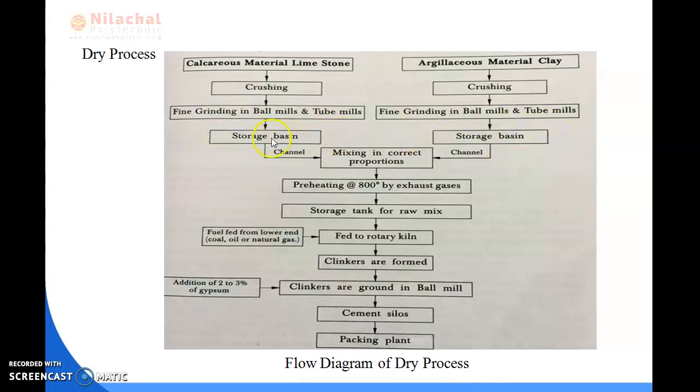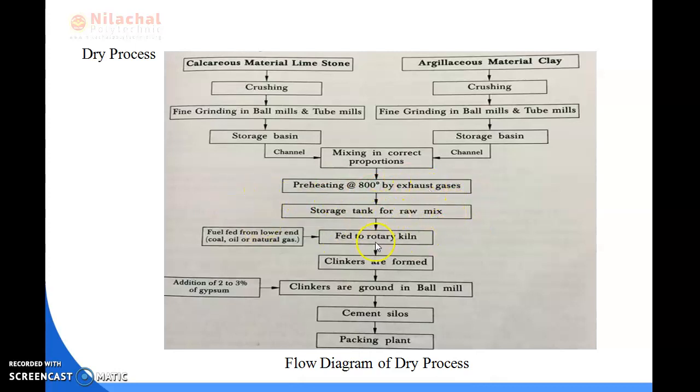You can see it here. We will store it in the storage basin. After that, we will mix these two materials in the correct proportions, like 1:1 or 2:2. After that, it will be heated at 800 degrees Celsius. After that, again it will be kept in the storage tank for the raw mix.